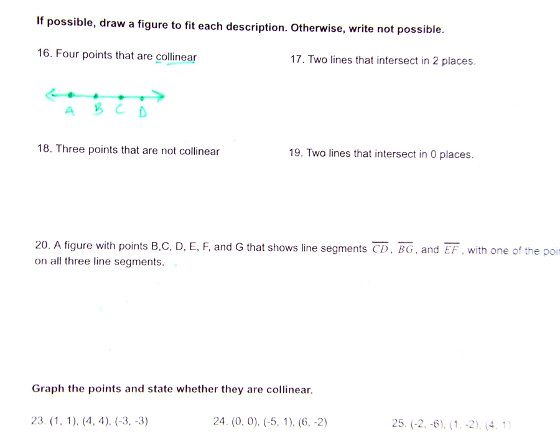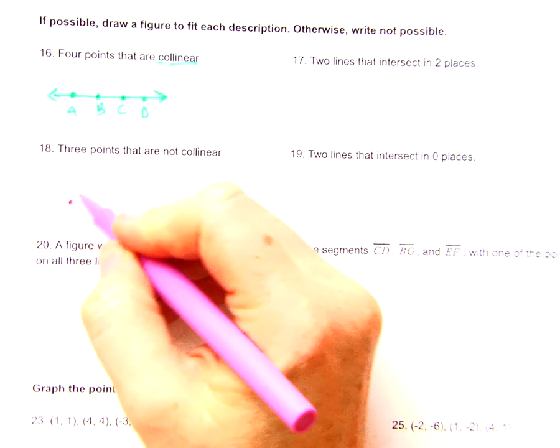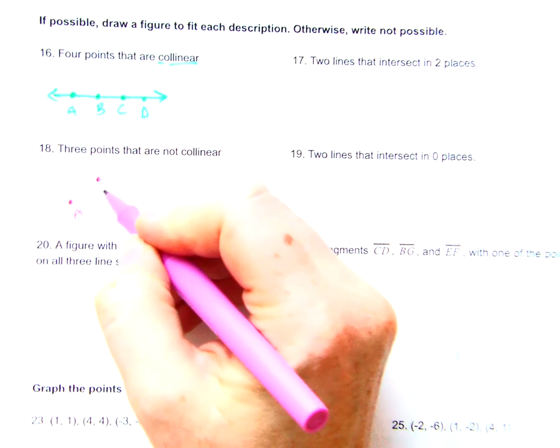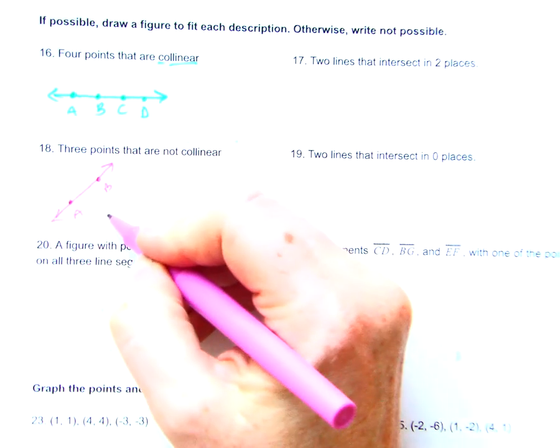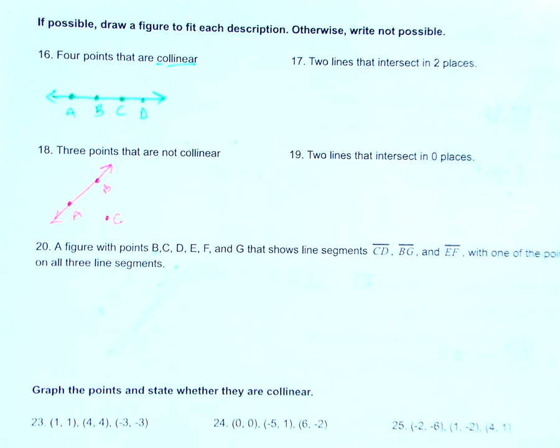18 is 3 points that are not collinear. So I might have like A and B, right? So here's A and B together on a line, but then here's C out here by himself with no friends.